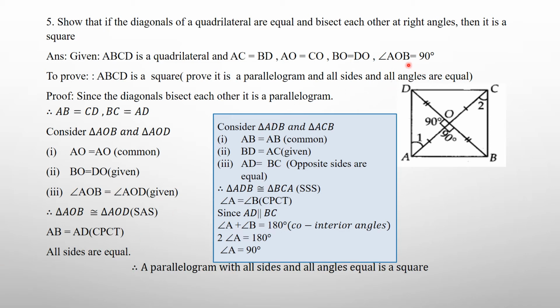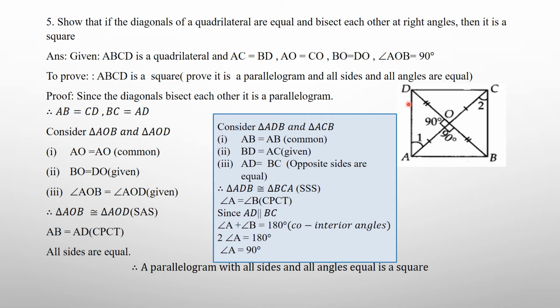Now to prove all angles are equal. For this, consider the triangles ADB and ACB. We can say AB is equal to AB common, BD is equal to AC, the diagonals are equal is given, and AD is equal to BC, opposite sides are equal. Therefore, triangle ADB is congruent to triangle BCA using SSS congruency. From this we can write angle A is equal to angle B using CPCT.